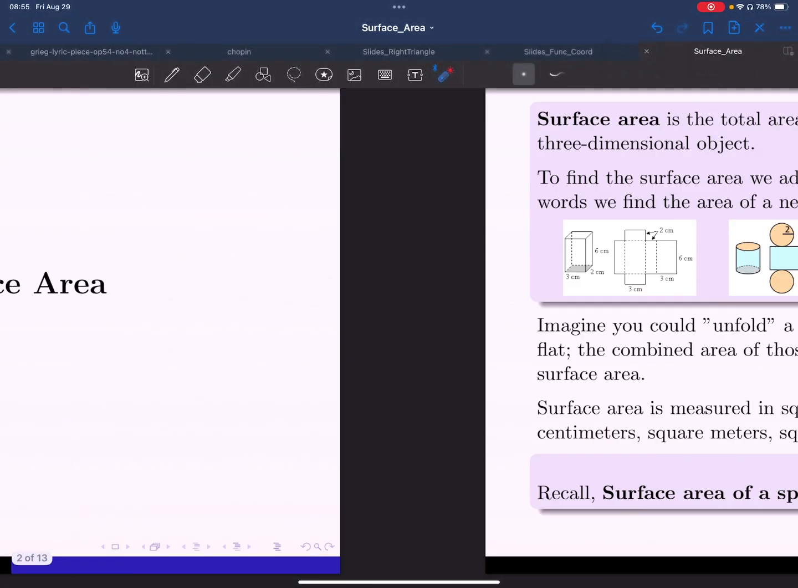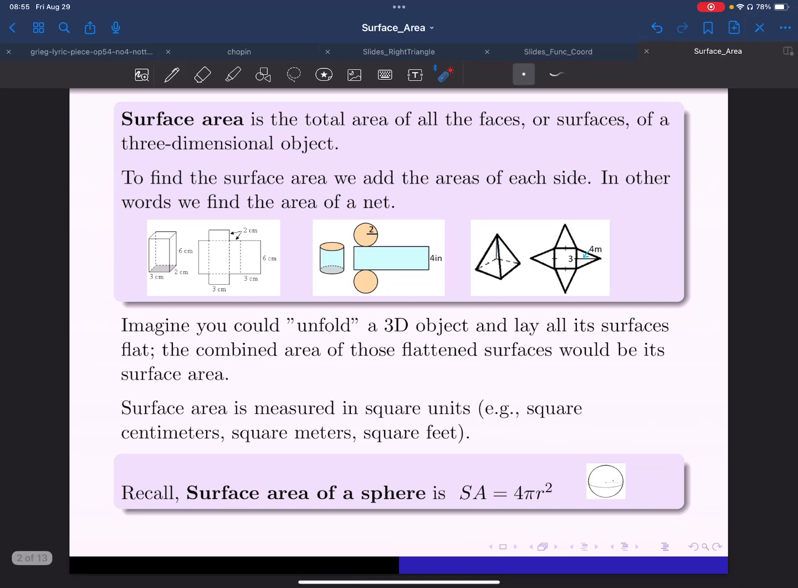Surface area. Surface area is the total area of all the faces or surfaces of the three-dimensional object. So to find the surface area, we add the areas of each side. In other words, we find the area of a net.